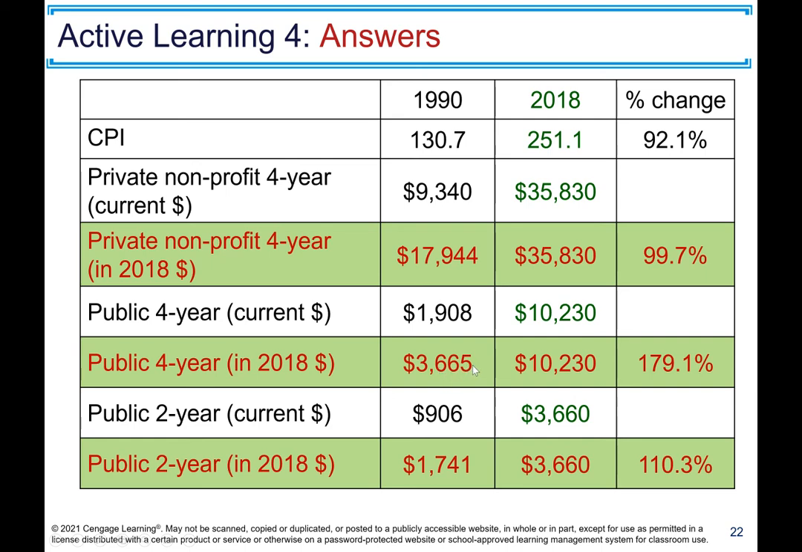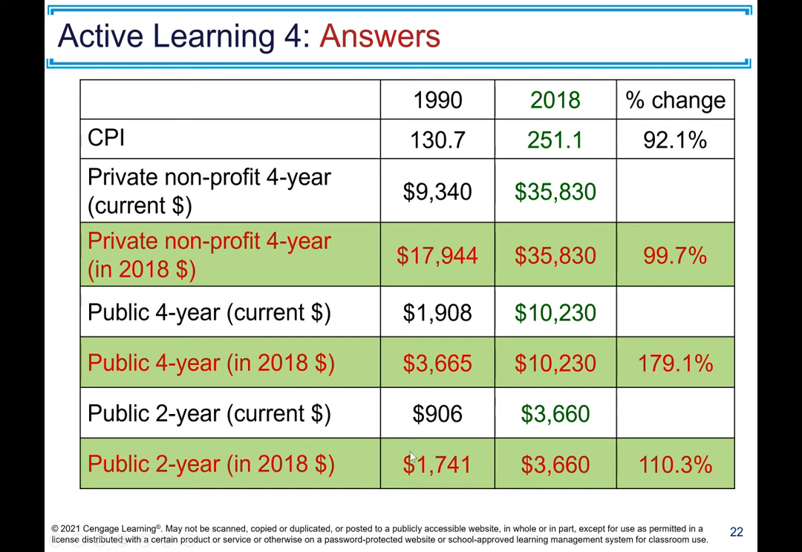Public 4 years, 1,980 in 1990, is equivalent to 3,665 today. And you compare the two by finding percentage change. That means public 4-year colleges have gone up by 179.1%.